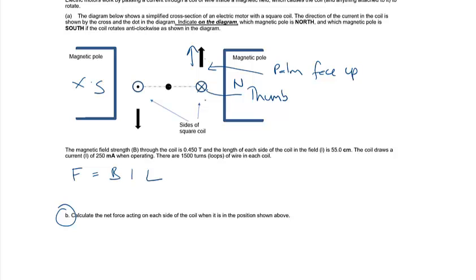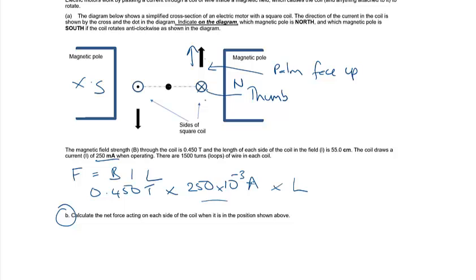Now, the field strength we've been given, and that's going to be 0.450 Tesla. And the current we've also, I think we've been given, have we? Yes, 250 milliamps. Now that's 250 times 10 to the minus 3 amps. And realizing quite often in these questions, sometimes they'll get you to work out the current. You'll have the voltage somewhere and you'll have the resistance and you'll be able to work that out. And now it's going to be times the length.